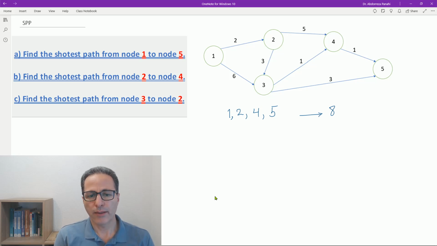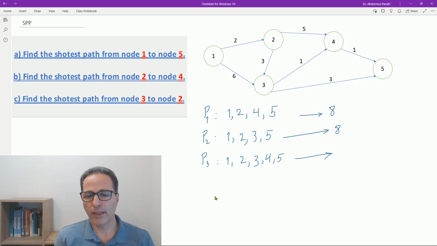Another path, let's say this is path 1. For path 2, we can start from 1, go to 2 again. But from 2, we don't go to 4, we go to 3. And from 3, we directly go to 5. For this one, the cost is 2 plus 3 plus 3, again 8. Path 3, we can go from 1 to 2, 2 to 3, but this time from 3 we can go to 4, and 4 to 5. And in this case, the cost is going to be 2, 5, 6, 7.